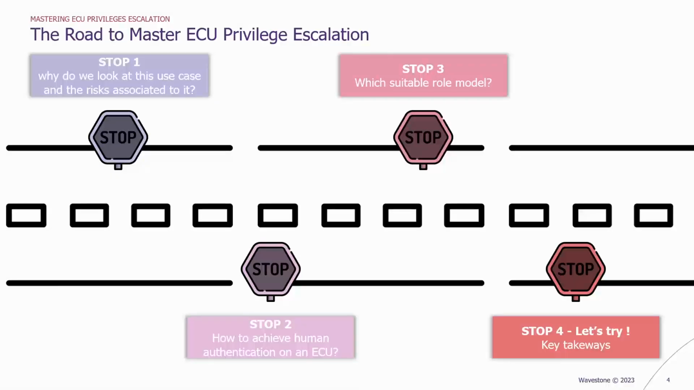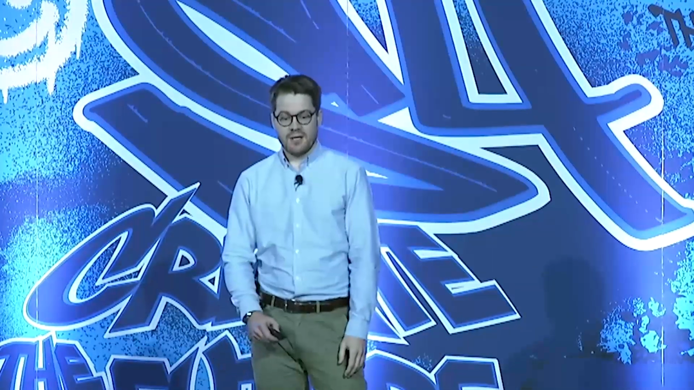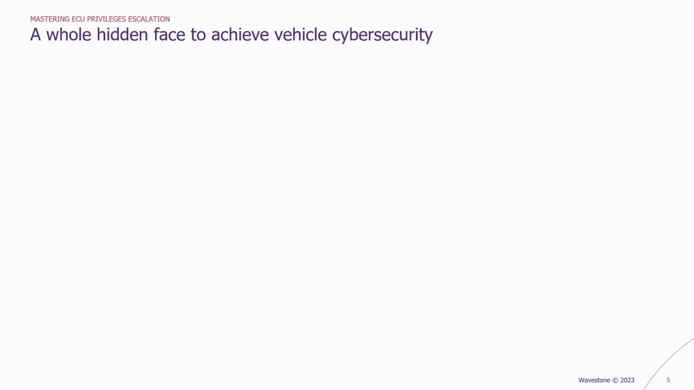And finally, the key takeaways. I would like to emphasize, starting now, that we could standardize all of that because this is common ground. Car manufacturers, train manufacturers, ICS manufacturers, everybody has the same challenge. We have people that need to come and do privilege escalation on the product, on the system, and we would benefit from more standardization to make cyber easier and less costly. So, a whole hidden phase to achieve vehicle cyber.